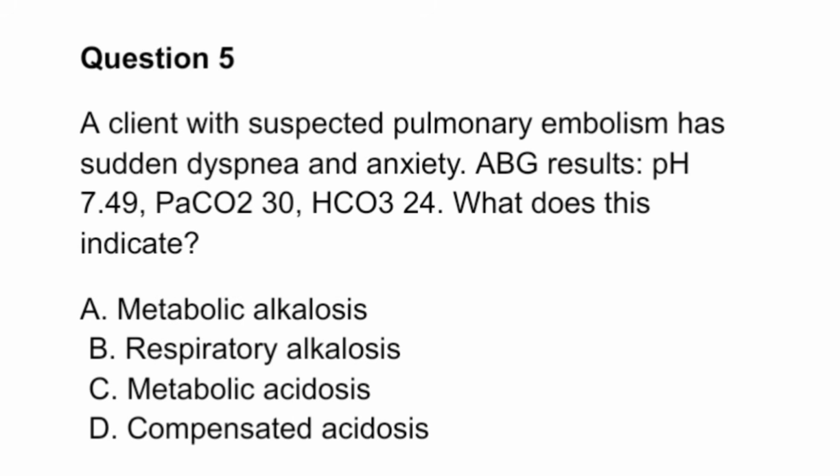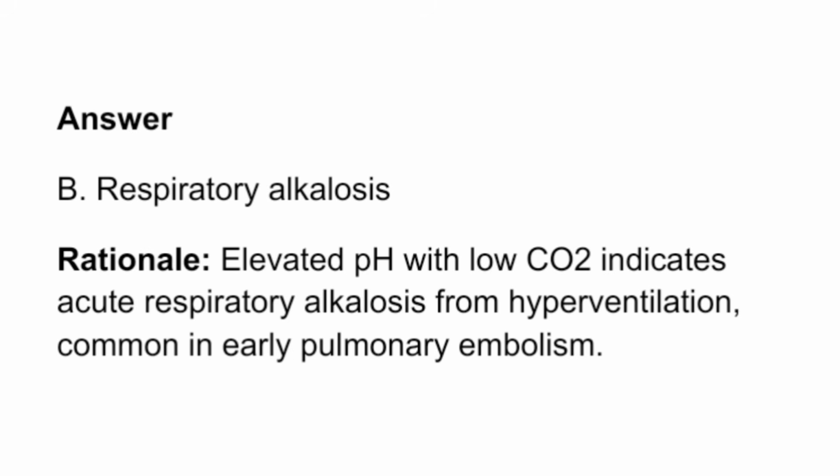Question 5. A client with suspected pulmonary embolism has sudden dyspnea and anxiety. ABG results: pH 7.49, PaCO2 30, HCO3 24. What does this indicate? A. Metabolic alkalosis. B. Respiratory alkalosis. C. Metabolic acidosis. D. Compensated acidosis. Answer: B. Respiratory alkalosis. Rationale: Elevated pH with low CO2 indicates acute respiratory alkalosis from hyperventilation, common in early pulmonary embolism.